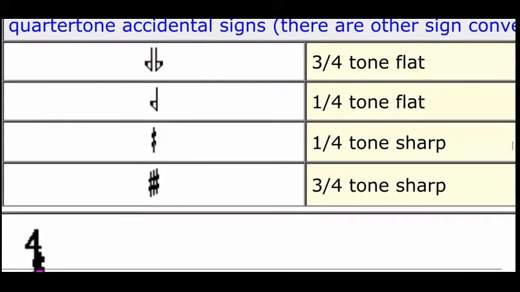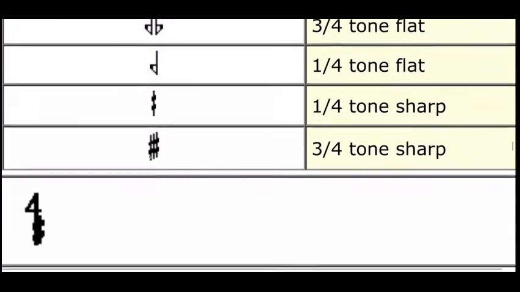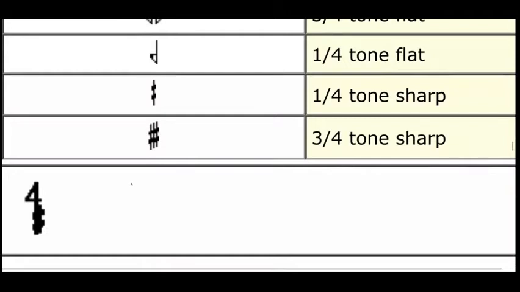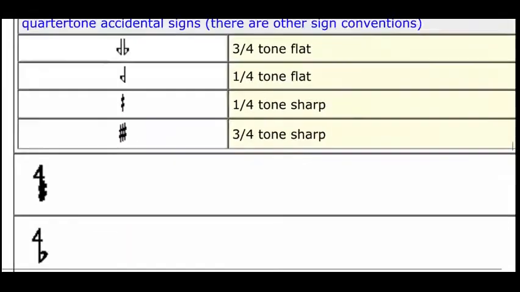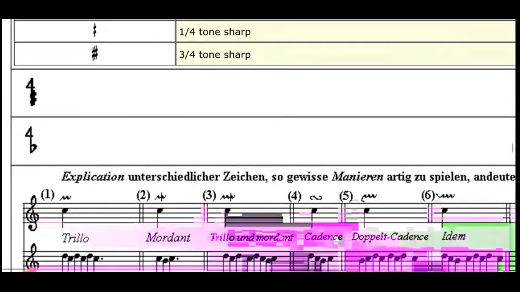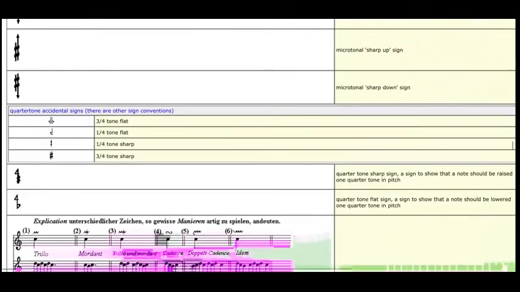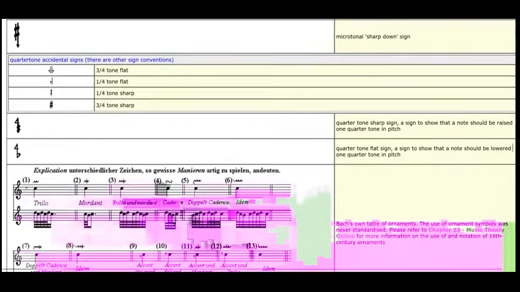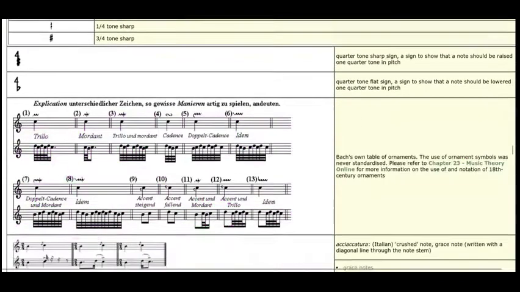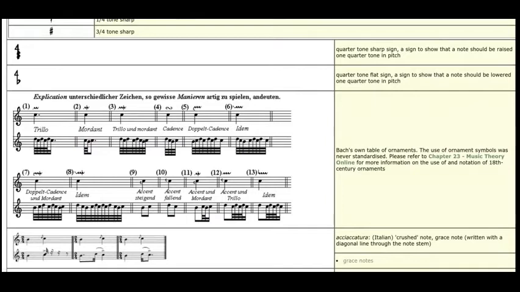This kind of looks like a sharp, but only with one line going down. That's a quarter tone sharp. And then with 3 lines going down, 2 sideways, that's a 3/4 tone sharp. Yeah, cool stuff. I don't know what this next one is. That's kind of cool. What we got here? That's a different way to put a quarter tone sharp or a quarter tone flat. Haven't seen those before.